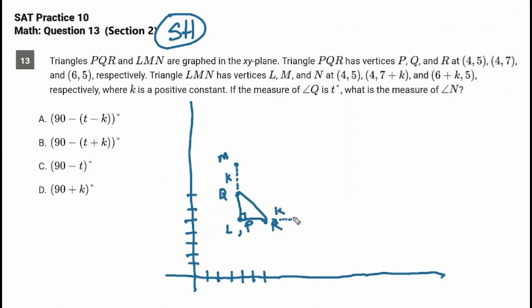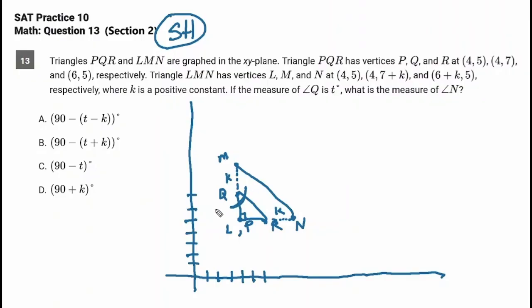K. What point is this? It's N. And then let's look at the little beautiful figure we've drawn. It's like two triangles that are the same. They're both right triangles. One of them's bigger. All right, what is the measure of angle Q? Where's Q, first of all? It's right here. It's T degrees.